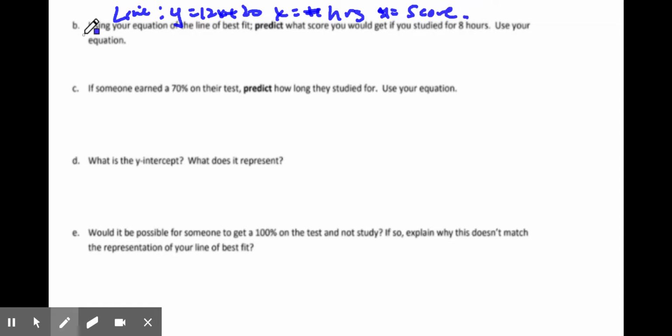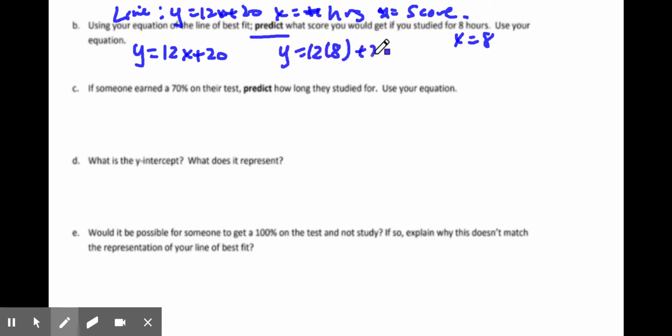All right, so now they say using your line of best fit, predict what score you would get if you studied for 8 hours. So now this isn't actually what you'd get if you studied for 8 hours. You're just using the line to take a guess. Okay, so we got 12x plus 20, that's our line. X is going to be 8 hours. Let's put it in. So we have y equals 12 times 8 plus 20. So y equals 96 plus 20. So apparently you're going to get 116 on your test if you study for 8 hours. That's really good, but probably also not possible. Okay? So again, your line of best fit is just predicting what you'll get. It's not actually what you're going to get.